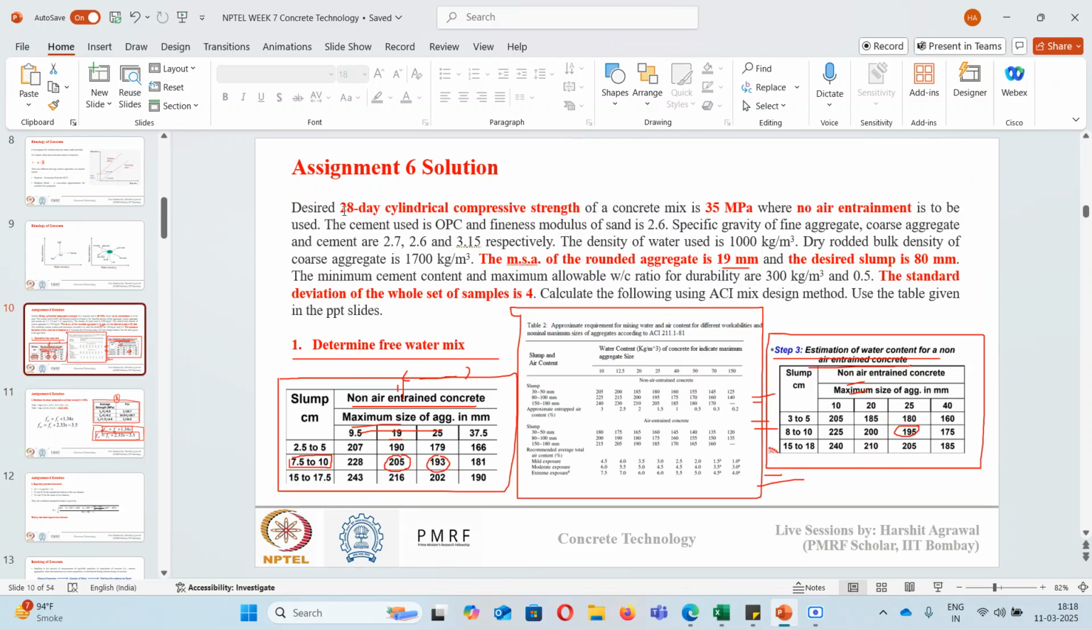Generally, if it is a design problem for ACI code, they will mention cylinder only. They won't confuse you like that. If it is for IS code, they will mention the cube strength only. That confusion won't be created.